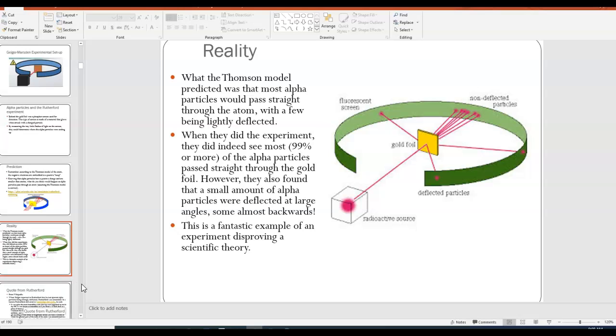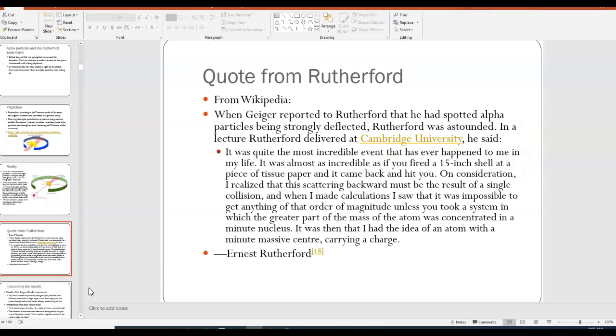Now here is a quote, and again, pause it here if you need to add this to your notes. But here's a quote from Rutherford. I took this from Wikipedia just to show you how shocking Rutherford found this. It says, when Geiger reported to Rutherford that he had spotted alpha particles being strongly deflected, Rutherford was astounded. In a lecture Rutherford delivered at Cambridge University, he said, "It was quite the most incredible event that has ever happened to me in my life. It was almost as incredible as if you fired a 15-inch shell at a piece of tissue paper and it came back and hit you.